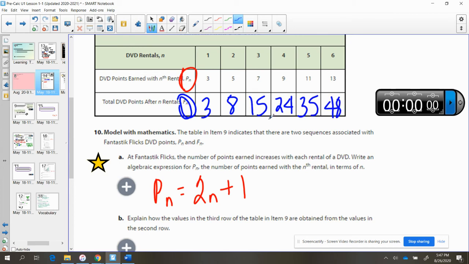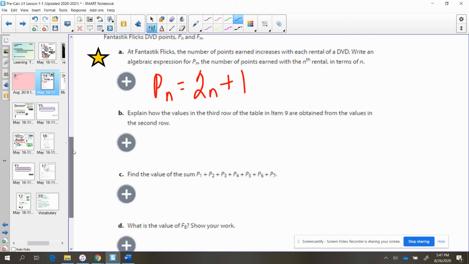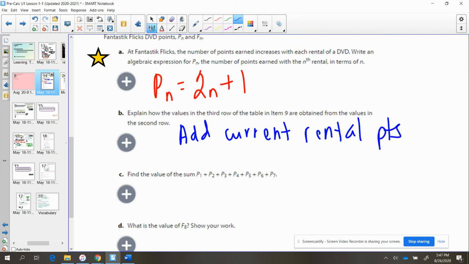So again, to formalize that, what are we doing each time? We are adding current rental points to our previous balance.